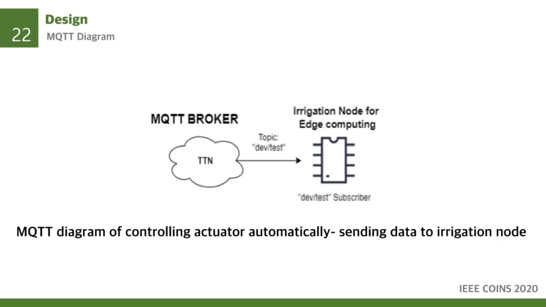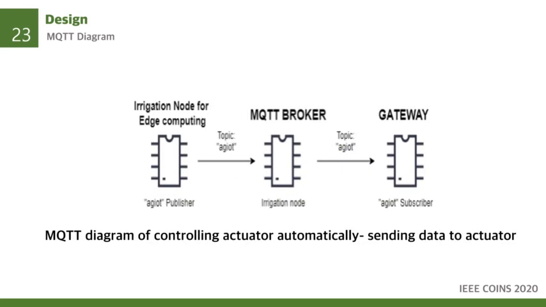This is an MQTT diagram of controlling actuators automatically and when sending data to the irrigation node. In this case, the MQTT broker is the TTN cloud and the irrigation node is the subscriber of the topic dev/test. And this is another MQTT diagram of controlling actuators automatically when sending data to the actuators. In this case, the publisher of topic Egg IoT is the irrigation node for edge computing, and the MQTT broker is the irrigation node, and the subscriber is the gateway.